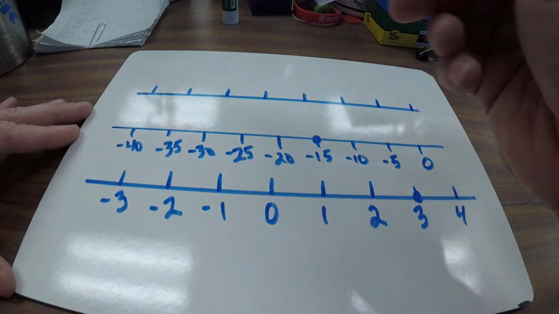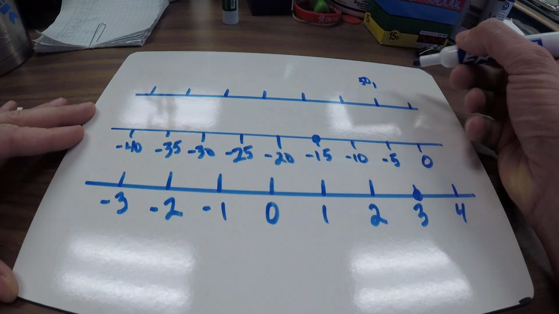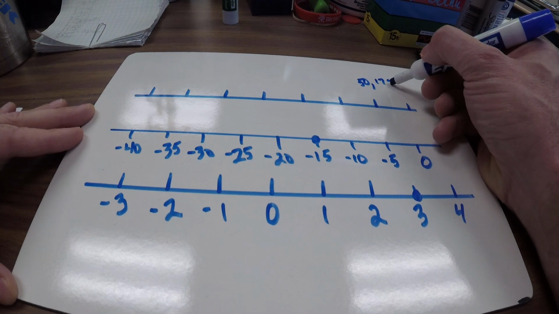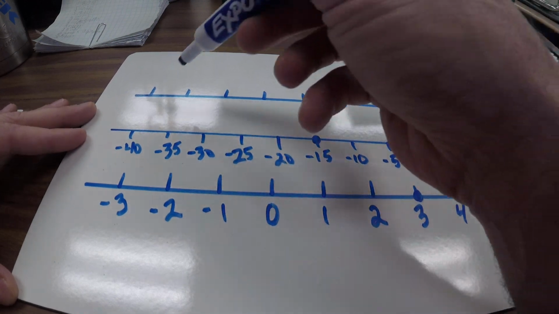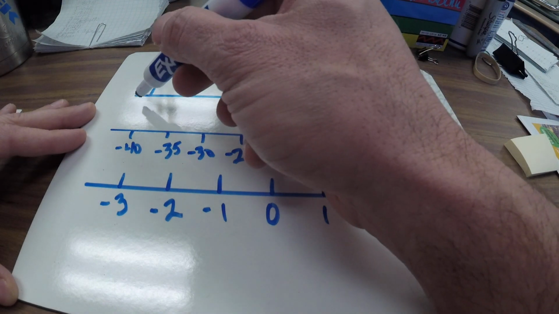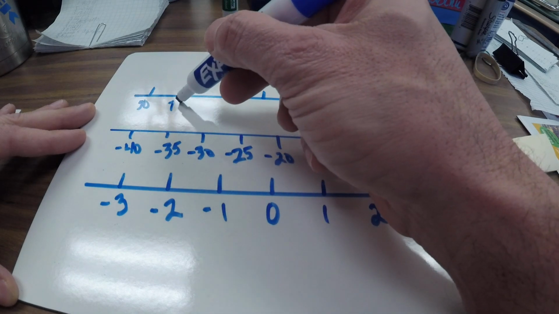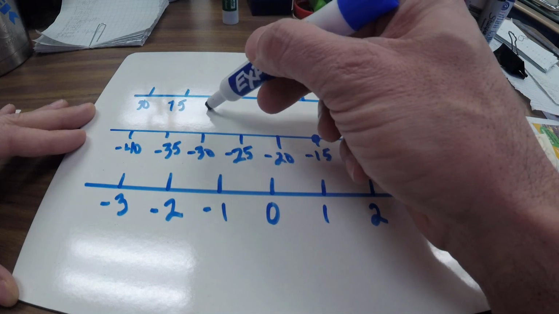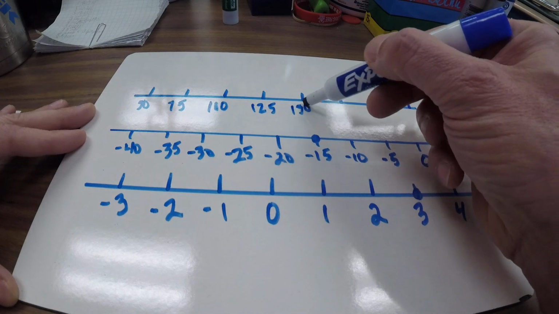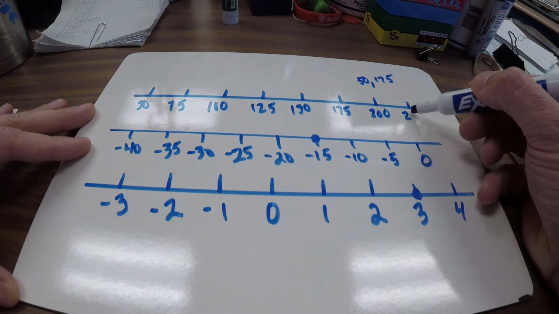but the numbers are larger, maybe I needed to plot 50 and I needed to plot 175. So maybe I'll start at 50 and I'll go up by 25 each time. 50, 75, 100, 125, 150, 175, 200, 225.